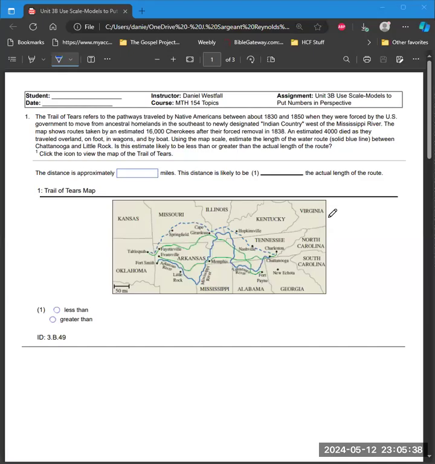In this video, we're going to use scale models to put numbers into perspective. This is from Unit 3B.